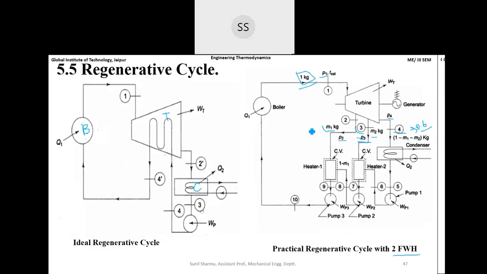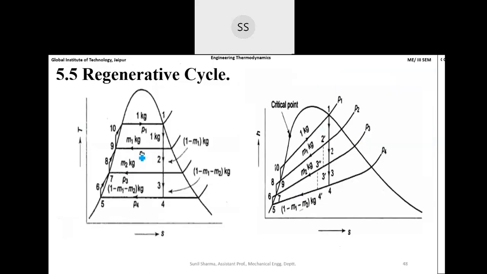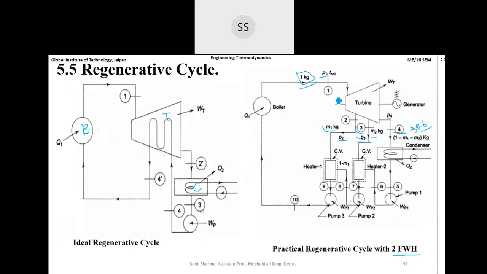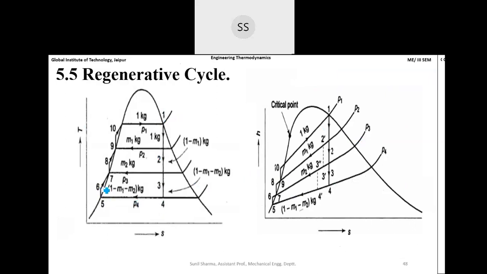Similarly, the second one is 1, 3, 7, then 8, 9, 10. Now the complete cycle is 1, 4, 5, 6, 7, 8, 9, 10. So this is the cycle which we have gone through, and this is the extraction at the very high pressure. This is at the little low pressure.